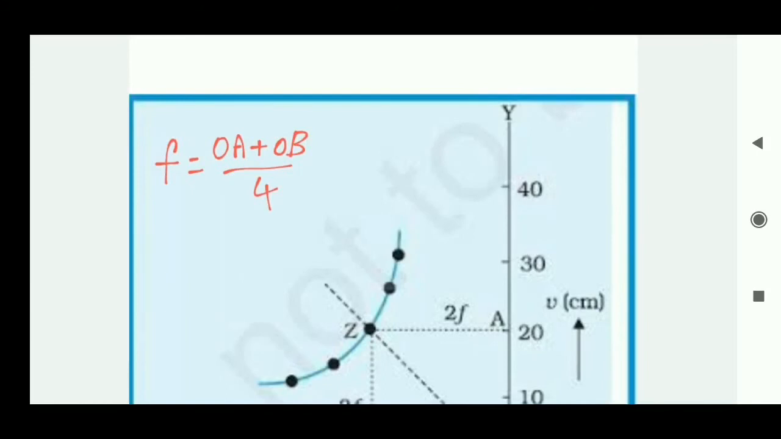The same graph is there for a concave mirror, but that we get in the third quadrant. This one we get in the second quadrant. There both U and V are negative. Here U is negative and V is positive. That's why we get it like this.